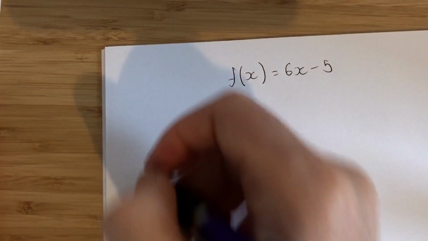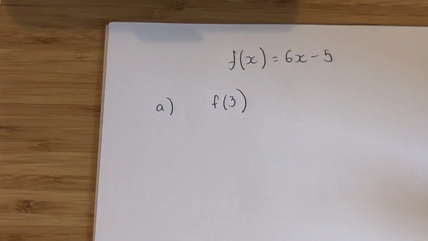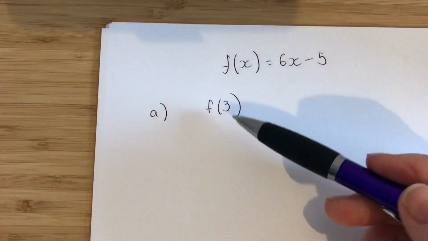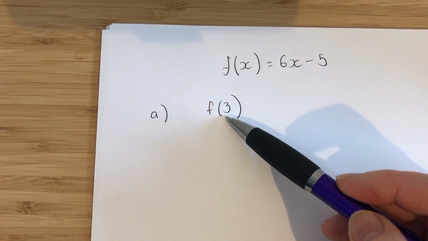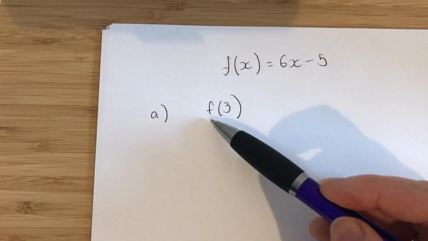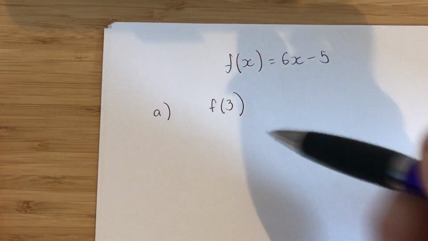Now, part A says find f of 3. So this is probably the more straightforward way of using functional notation. You see that the x has been replaced by 3. So instead of f of x, we've got f of 3. You then substitute in, instead of x, you put in 3.